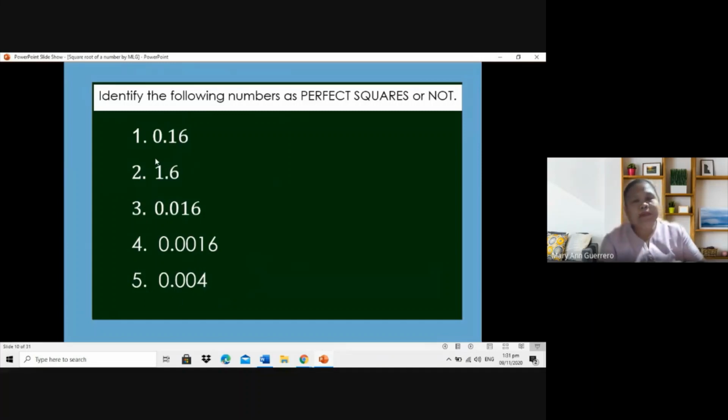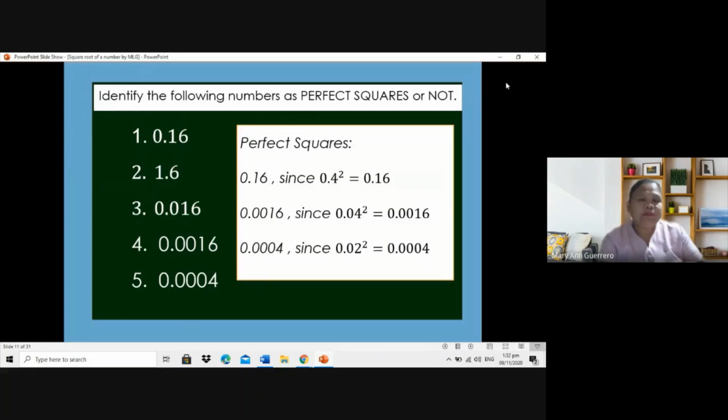Kailan natin masasabi na ang decimal number ay perfect square? Muna sa lahat, tingnan nyo yung non-zero digit, if the non-zero digit is perfect square or not. 16, so that is a perfect square. So, pwedeng perfect square si number 1. Okay? So, ano ba dito yung mga perfect squares? These are the perfect squares. So, we have number 1, number 4, 0.0016 and number 5.